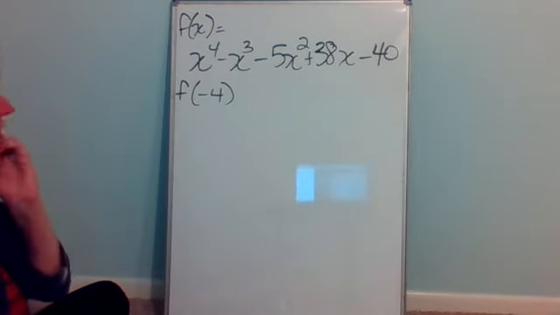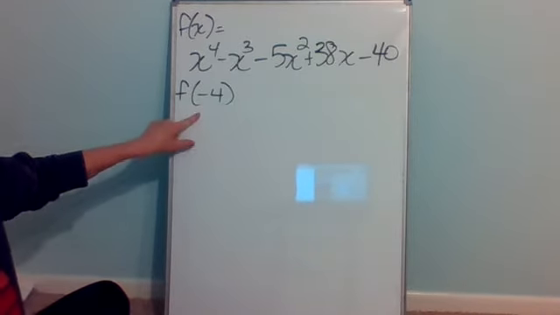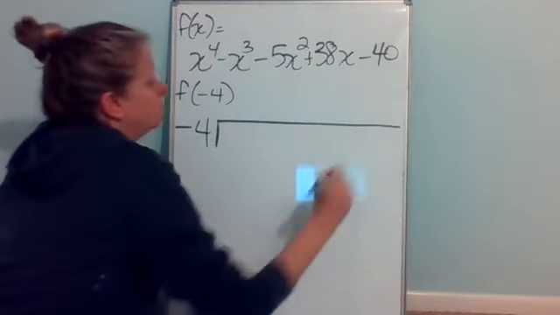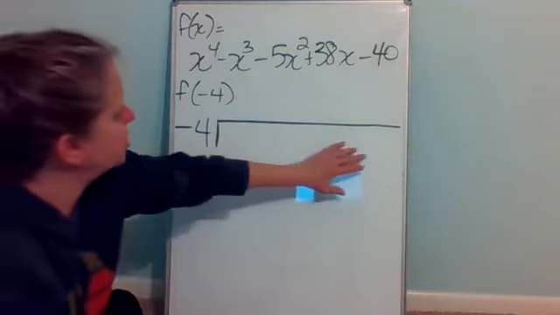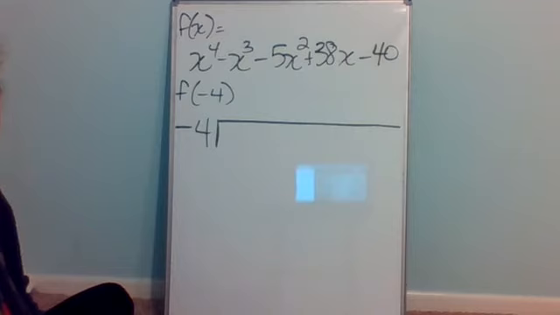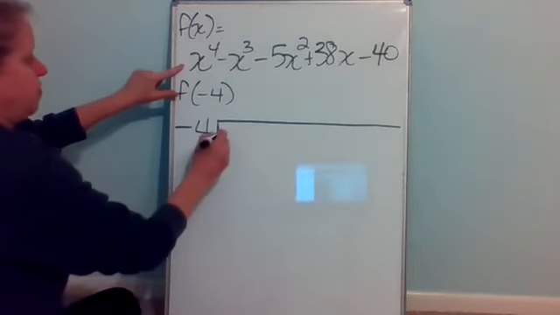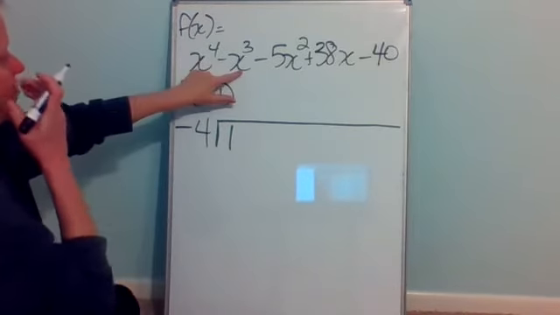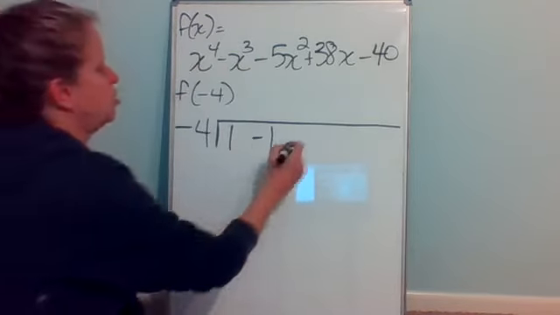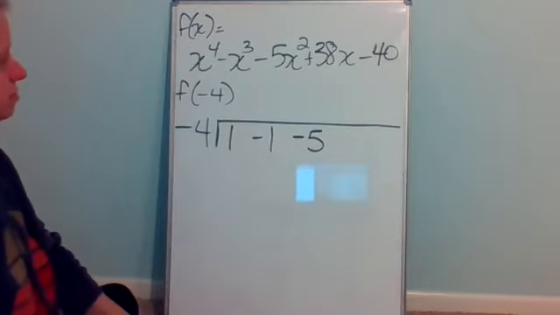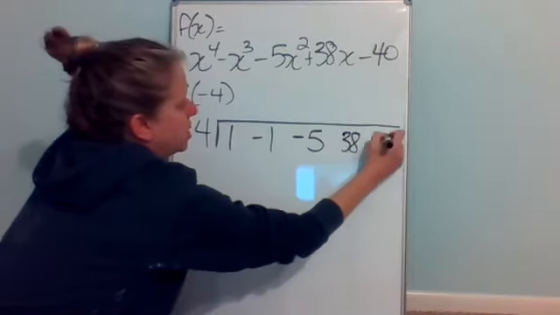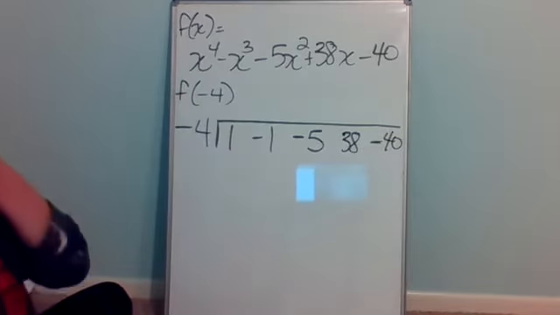So finding f of -4 using synthetic division. So we'll have the -4 out here, and then we'll have our little division symbol. And again, in this division symbol, we're just putting all of the coefficients of these terms, just the number part of them. So in front of x to the fourth, there's a 1. In front of x cubed, there's -1. In front of x squared, there's -5. In front of x, there is 38, and then your constant is -40.